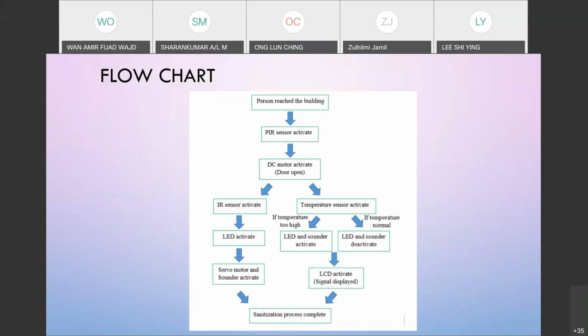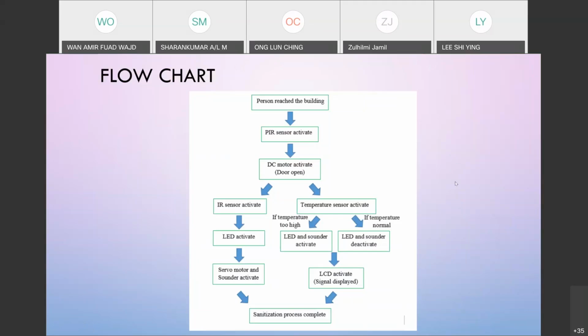Before the human reaches the house, the PIR sensor will detect the presence of the human. Then the door will automatically open. Once the human enters the house, the sanitization process for the whole body of the user will be carried out once the IR sensor detects the presence of a human, and the LED will light up until the human walks away. The sounder will produce a beep sound once the sanitization process starts.